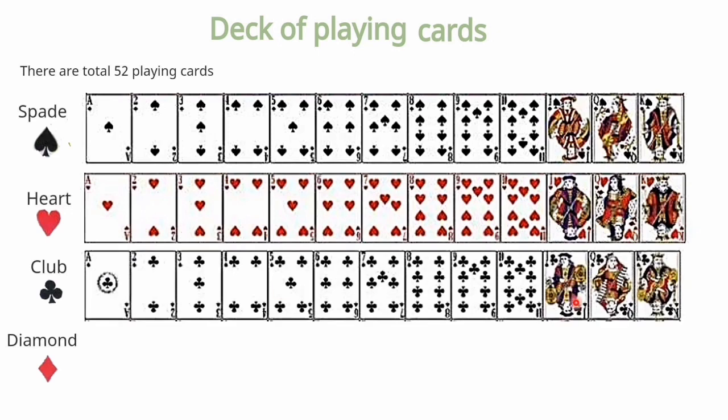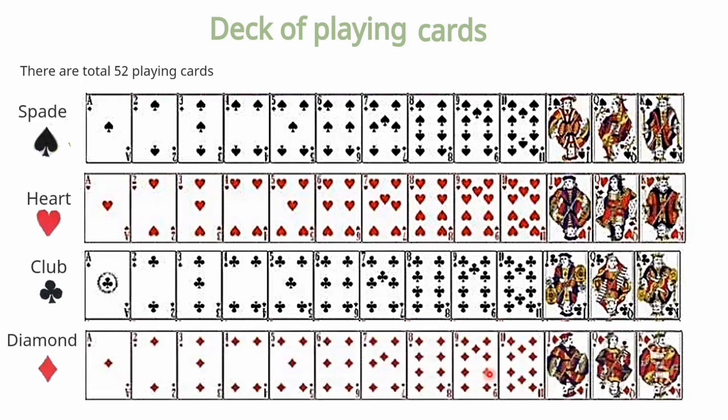And clubs are again black cards, with the same division: A, then number cards 2 to 10, and face cards J, Q and K. In the case of diamonds also the same thing: A, then number cards up to 10, then the 3 face cards. So this is the division of a deck of playing cards. You must go through this in detail, then only you will be able to solve the next type of questions asked in probability.